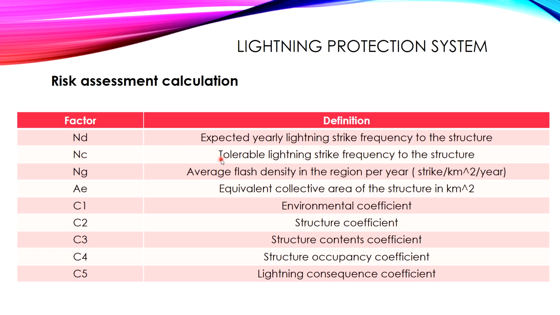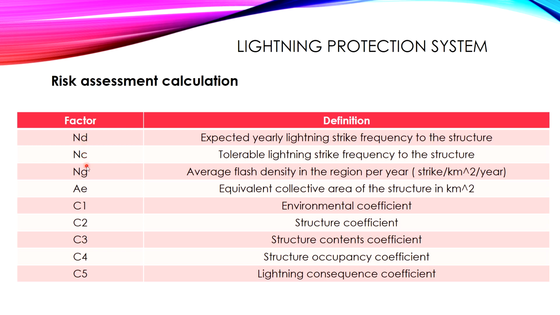Second one, NC, which is the tolerable lightning strike frequency to the structure. What does this represent? This represents the allowable number of lightning strikes hitting our building. So this one, ND, is the expected number of lightning strikes hitting our structure in 1 year, and NC is the allowable number of lightning strikes to hit our structure per year. This is the allowed number and this is the expected number. If the expected number of strikes is greater than NC, the allowable number of strikes, then of course we need a lightning protection system. But if the number of expected strikes is less than the allowable number of strikes, then we don't need a lightning protection system. Okay, so we need ND and we need NC. This is what we are going to do.